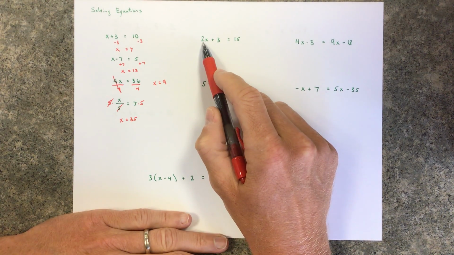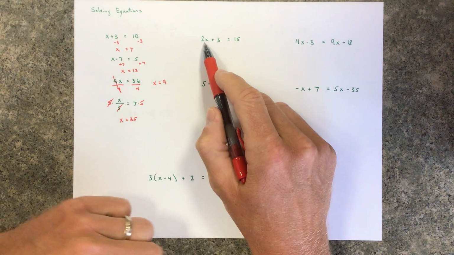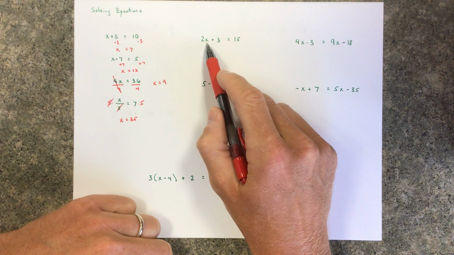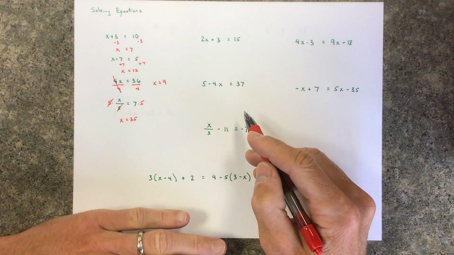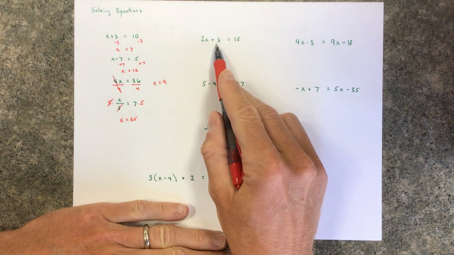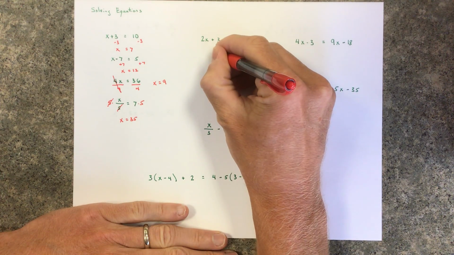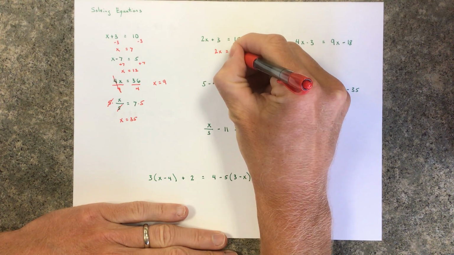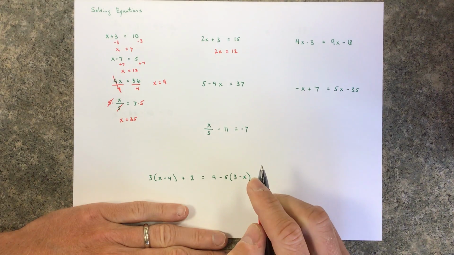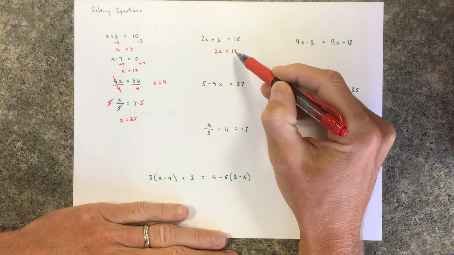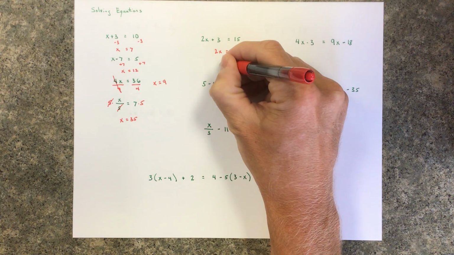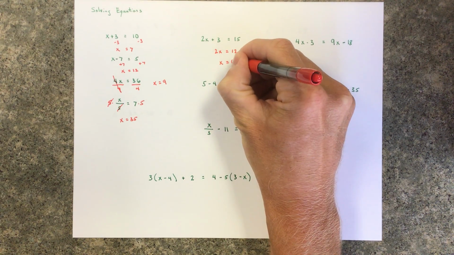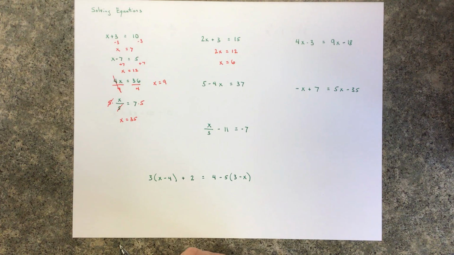Well, what times 2 is 12? It must be 6, right? 2 times 6 is 12. 12 plus 3 is 15. So mentally, we know the answer is 6. But algebraically, we're going to subtract 3 from both sides. When you subtract 3 from both sides, 15 minus 3 is 12, and subtracting 3 gets rid of the addition. Then I'm going to divide both sides by 2. Again, I am just doing the inverse operation.